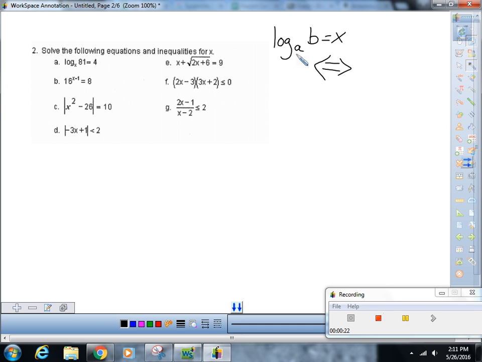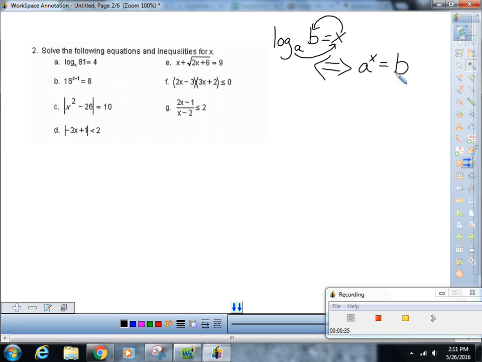Remember, A is a base, so that starts the wheel. This is kind of like how I remember it. That's the same thing as A to the X power equals B. That's one thing you're going to need to know for a lot of these.